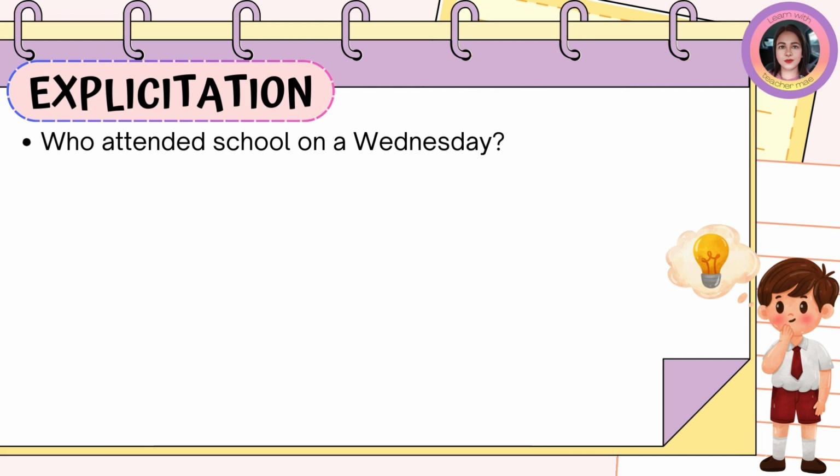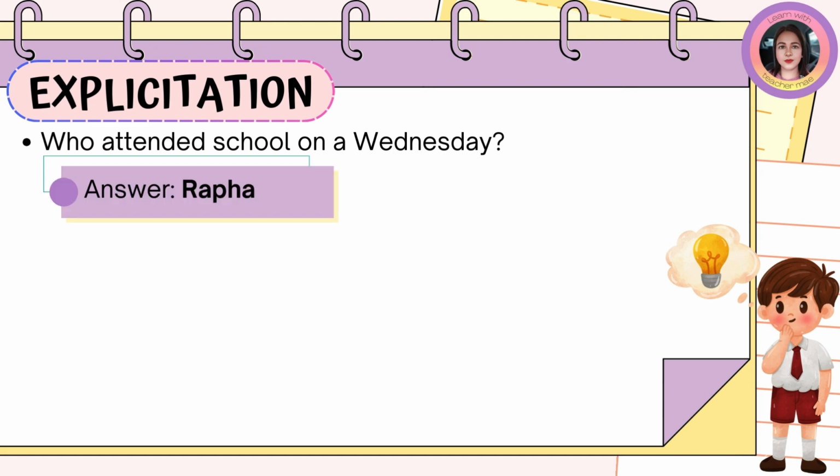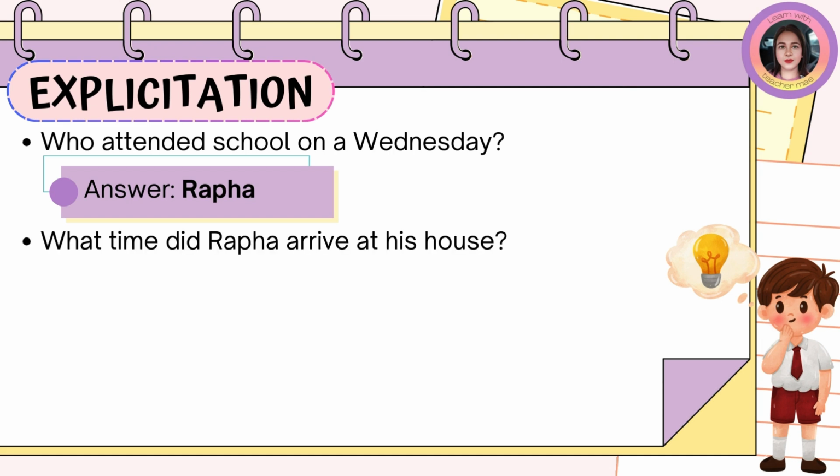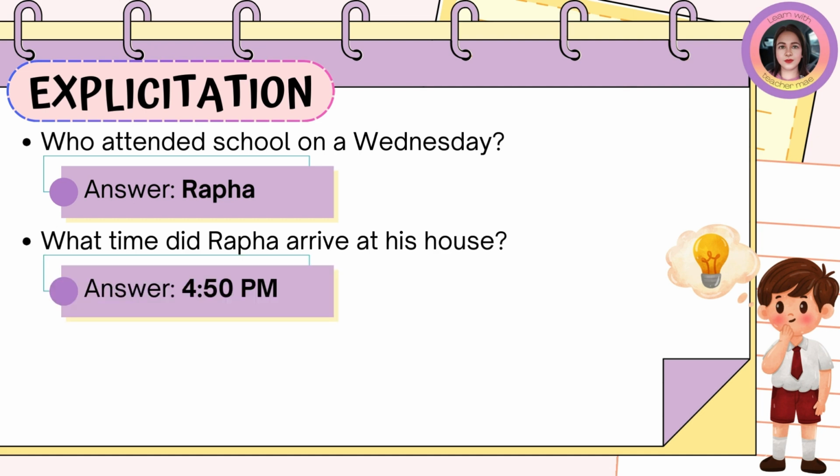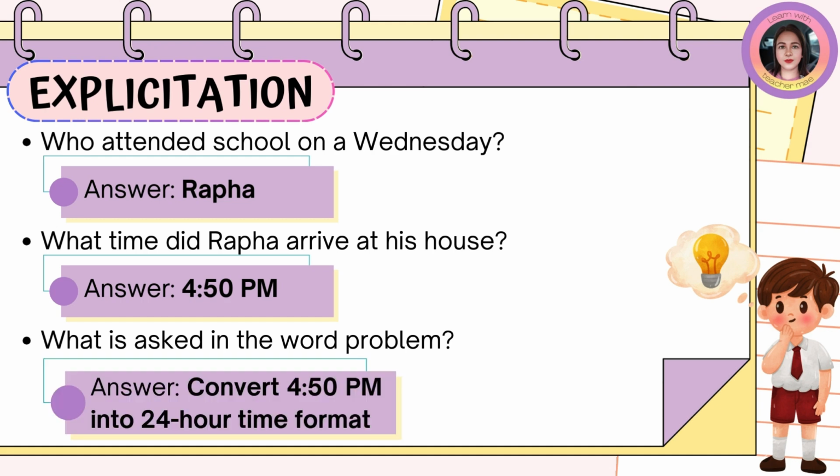Who attended school on a Wednesday? The answer is Rafa. What time did Rafa arrive at his house? The answer is 4:50 p.m. What is asked in the word problem? The answer is convert 4:50 p.m. into 24-hour time format.